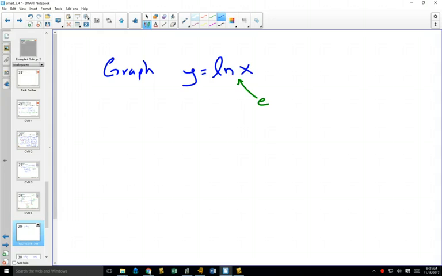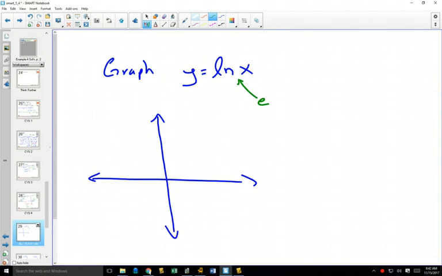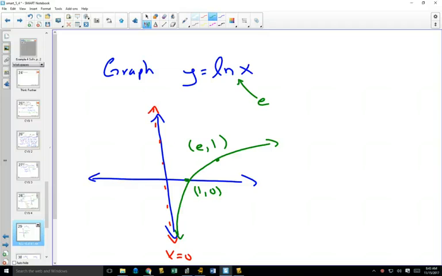So when we go to graph the natural log, it's not supposed to be any harder. You're still going to have 1, 0. It just feels a little bit weird because what's this point going to be? e, 1. It would still have an asymptote at x equals 0 and still has the same shape as all of our other log graphs as well.